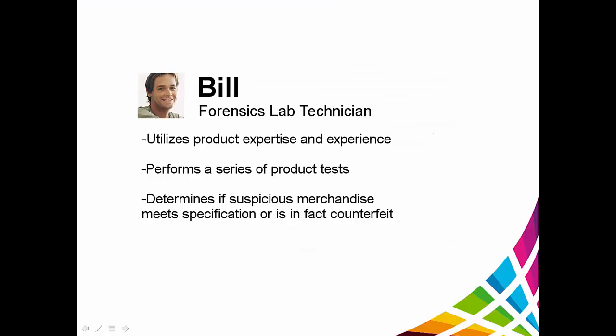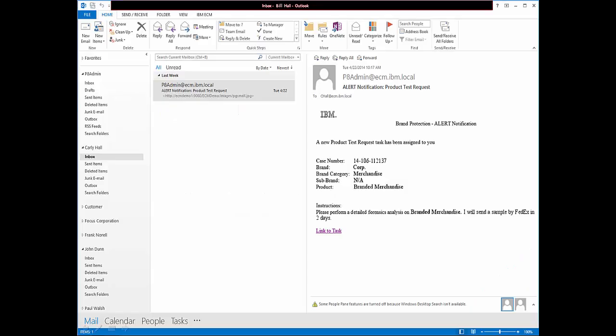By using his extensive product expertise and experience, Bill, the forensics lab technician, performs a series of tests to determine if the suspicious merchandise is in fact counterfeit. Bill receives the automatically generated email alert that new suspected counterfeit samples will be arriving that he will need to test. He sees a link in the email that, once authorization is established via login, will take him directly to the associated case file.